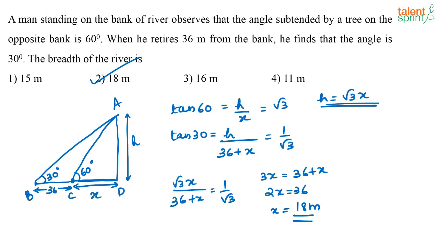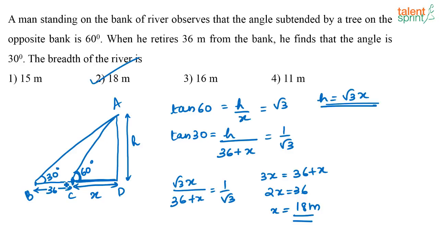See what is given here? A man standing on the bank of a river. So there is a river here. He is standing in this bank and he is observing a tree of height h, which is there in the other bank. Now this angle of elevation at this point is 60 degree, that is at the bank of the river.